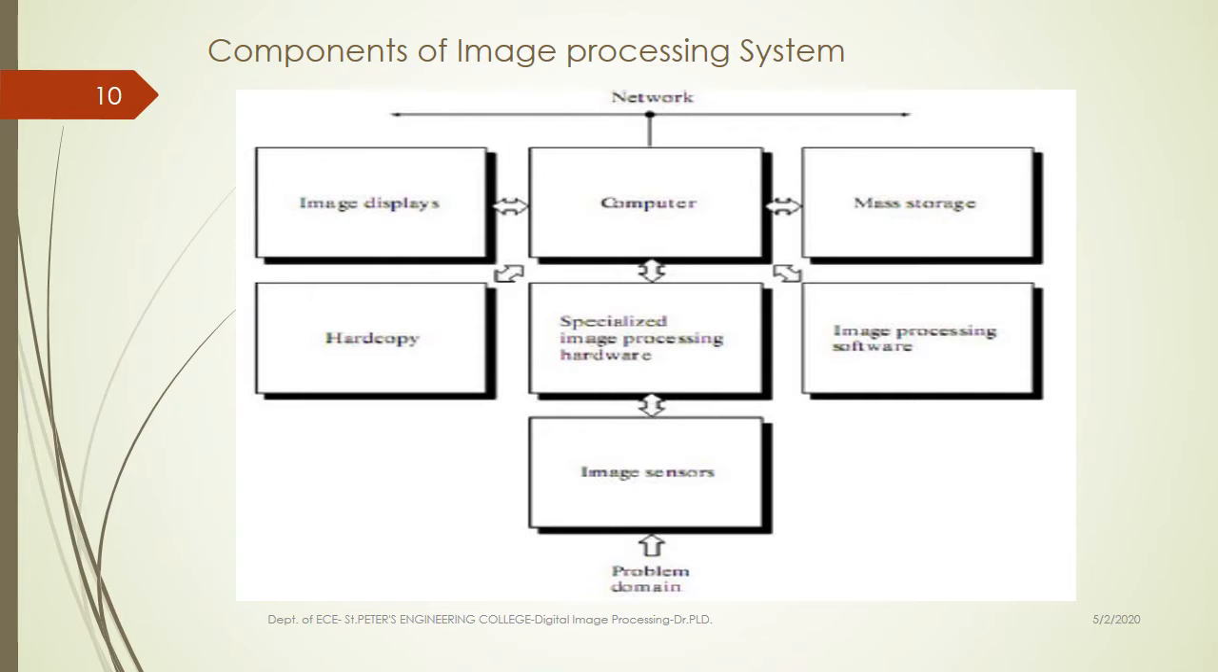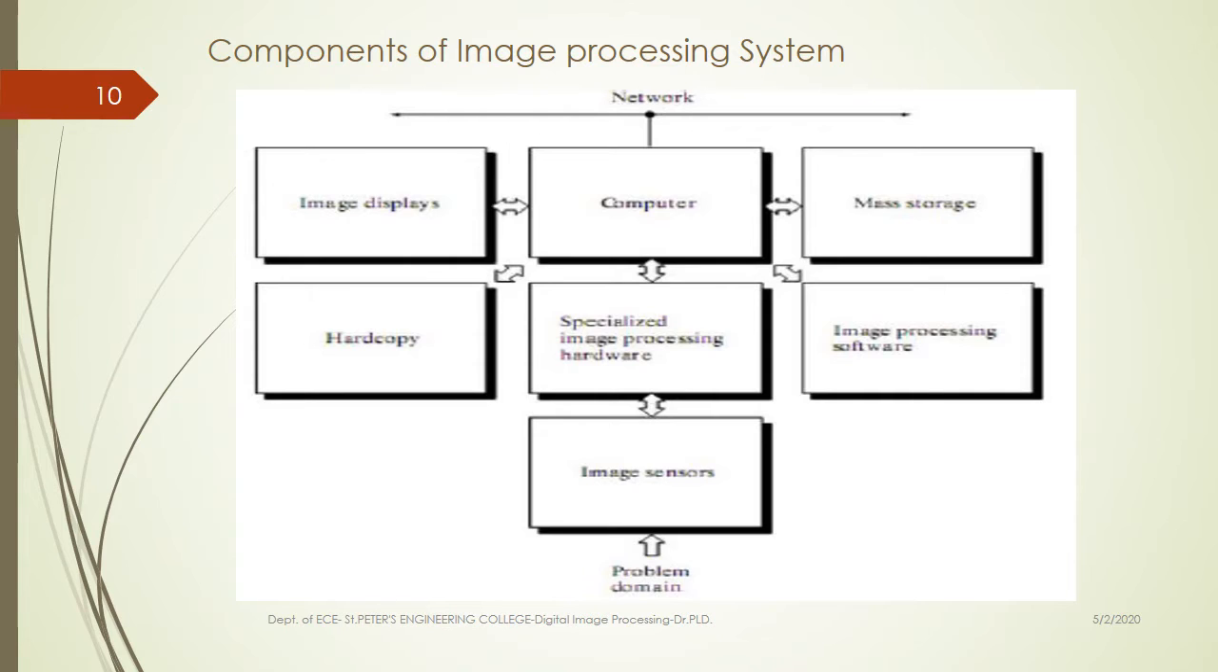After identifying the type of image which we are going to capture, we capture it through imaging sensors or cameras, based on our interest in the particular images. That's the reason the next block or component is called image sensors. After the image sensors, we have specialized image processing hardware. This image processing hardware is required for pre-processing purposes.